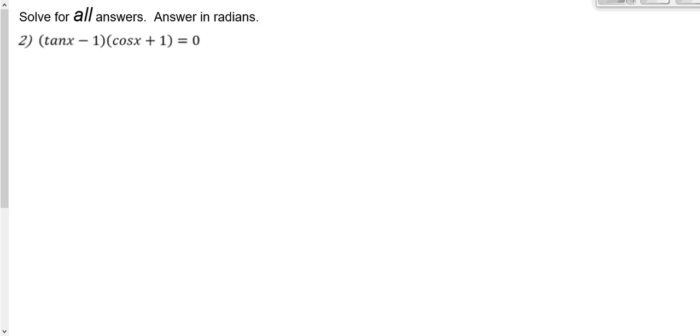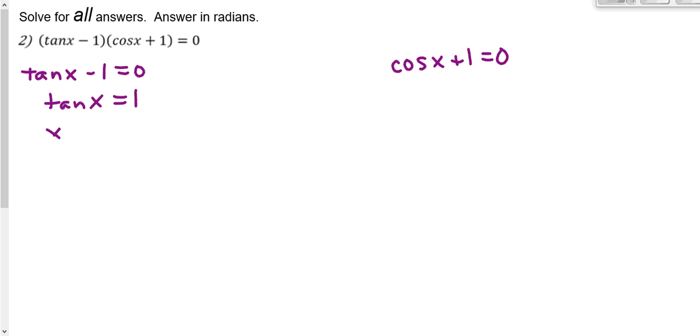Number 2. You've also solved this kind of equation before. It's already factored for you, so you're going to set each factor equal to 0. Tangent x minus 1 equals 0. Cosine x plus 1 equals 0. We're going to solve each of these for x. Going back to the first one, add 1 to both sides. Tangent x equals 1. Take the inverse tangent of both sides. X equals inverse tangent of 1.